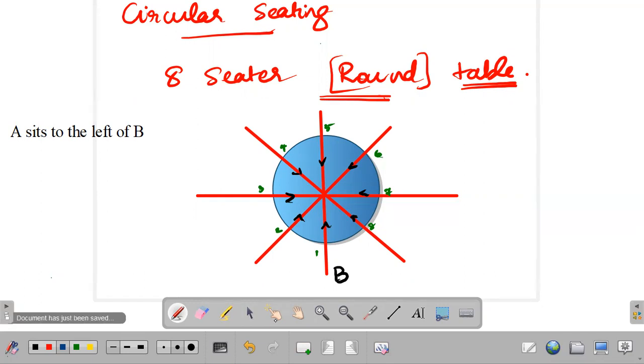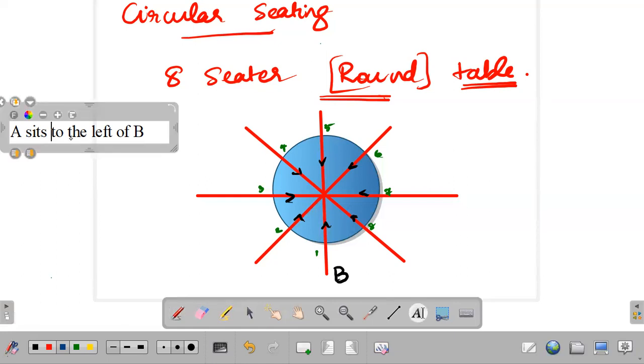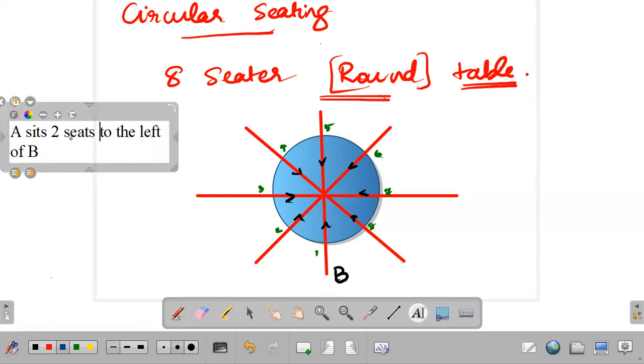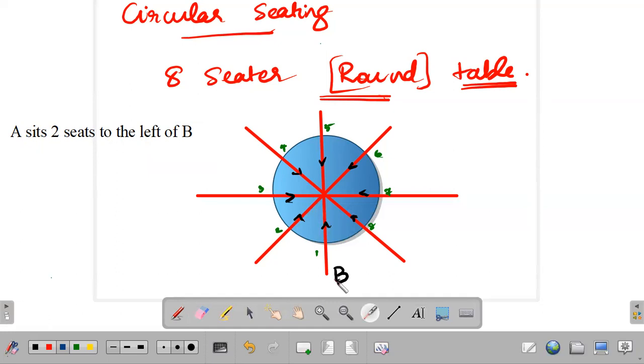Now the next input. Suppose I say A sits, look at this, 2 seats to the left of B. I am saying that our B is sitting in seat number 1. Then A sits 2 seats to the left side of B. Could you please tell me, among the available seats, where will our A sit? It will be in seat number 3. 2 sits to the left of B. Look at the count. It is 0, 1, 2. So 2 seats. The count is made 0, 1, 2. 2 seats to the left. And which is the seat number? That is seat number 3. Is it clear to you?